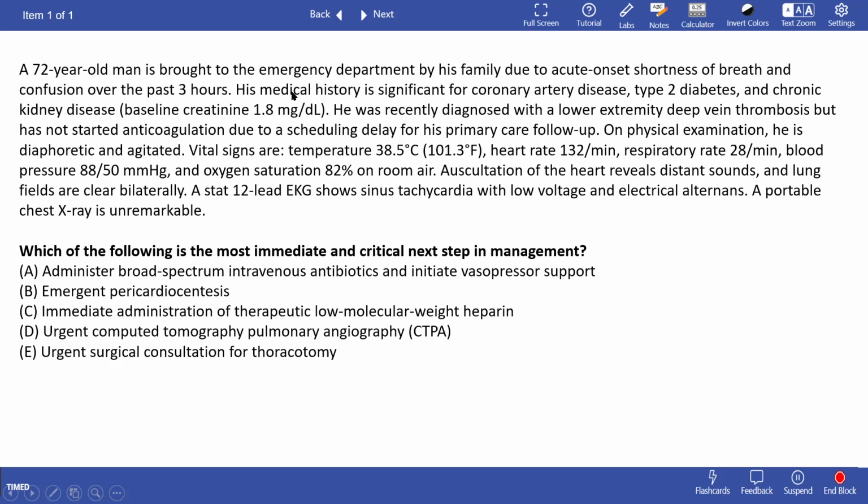Now, obviously, this is in an emergency department, so this is an unstable patient. And the question is asking which of the following is the most immediate and critical next step in management? And these are your options. We're not trying to make this question difficult, but if you don't know the answer to this, towards the end of this lecture you would definitely understand how to approach these kinds of questions. This is an easier example, but the paper would have quite difficult questions.